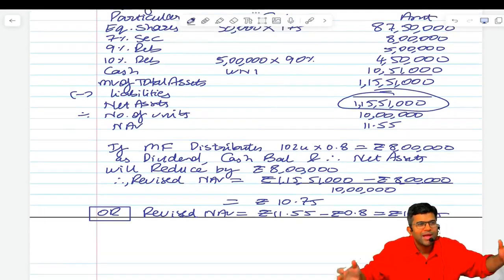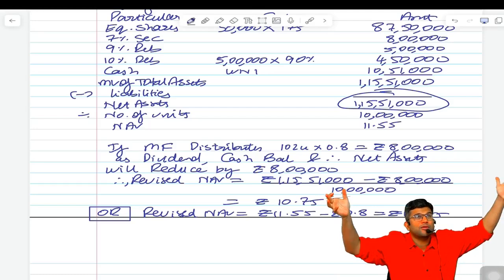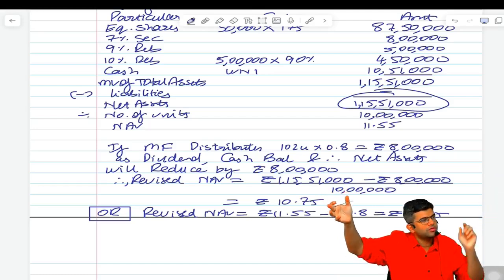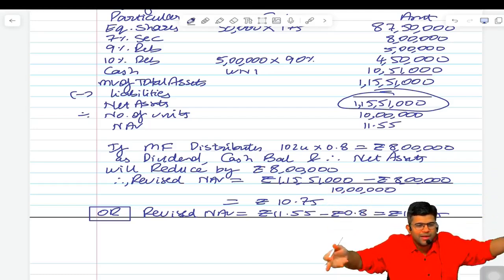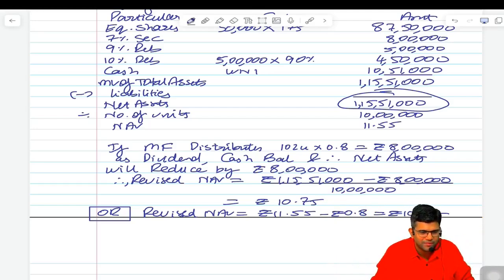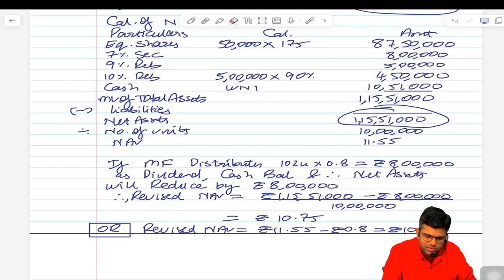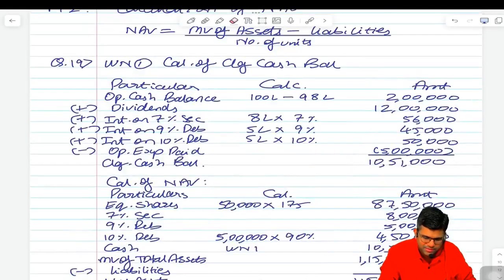What I am doing, I am subtracting 8 lakh from the whole. So of course per unit, 8 lakh divided by 10 lakh, na, 0.8 only will be the effect. Everyone clear? Like that. So I hope you understood this nice question. Ready? You can calculate this. Copy this please. Thank you.